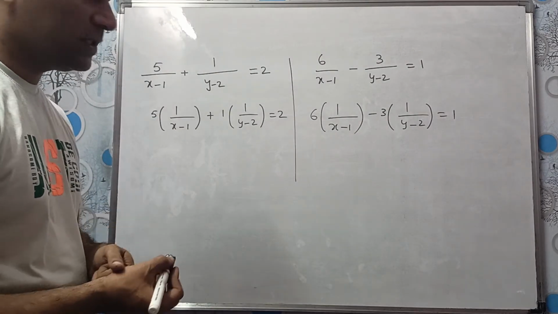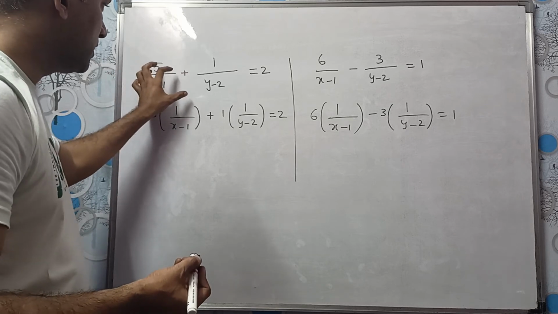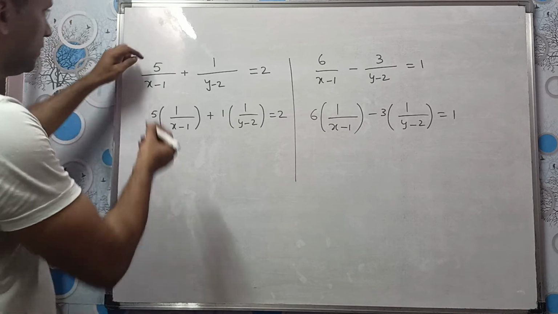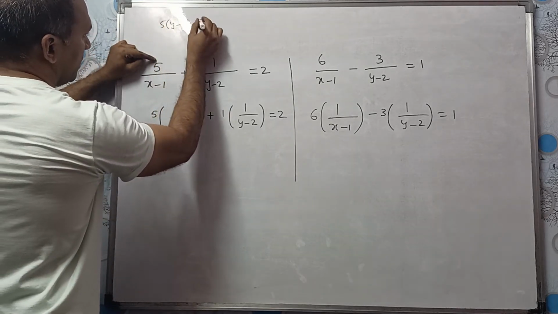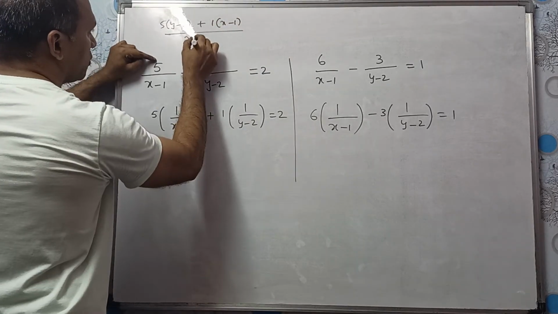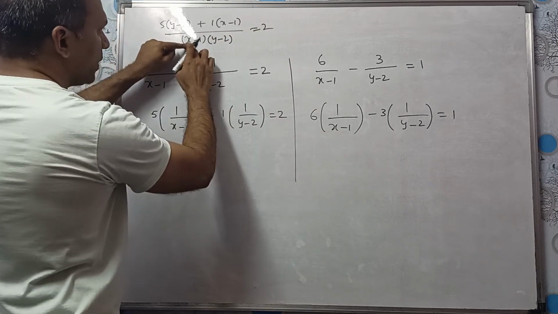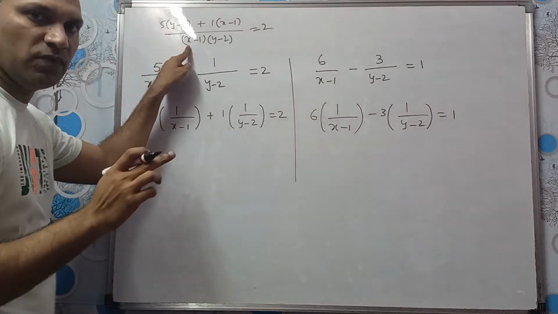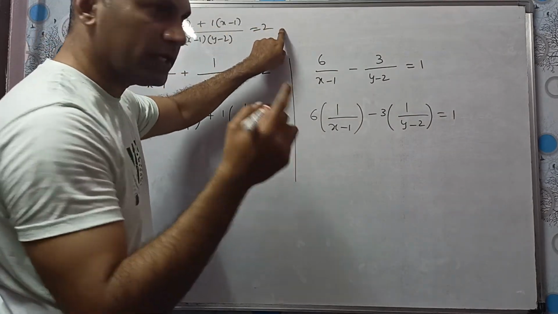Why are we using this method? See, if you simplify this, okay, this will not be a linear equation. If you cross multiply, see, it will be 5 if you simplify this. This is x minus 1 and here denominator should be multiplied. X minus 1, y minus 2 equal to 2. So x into y, xy term will be there, right? So xy term will be there. Here you will have y term, here you will have x term, but here you will have xy term.